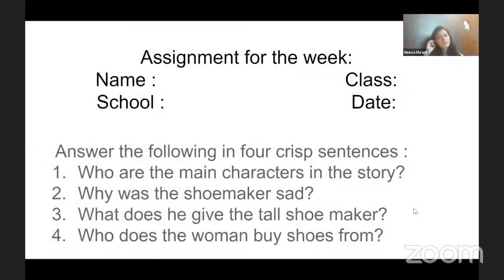Okay, super. So now the moral is done, so on to the assignment that I will be giving you for the submission. The assignment for the week is you need to write your name, class, school, and date, and answer the following in 4 crisp sentences. Who are the main characters in the story? Why was the shoemaker sad? What does he give the tall shoemaker? And who does the woman buy shoes from?